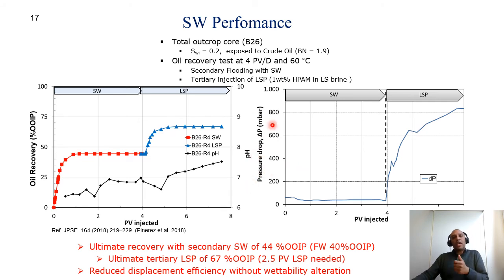Then we also did a test to see the performance of the low salinity polymer after a seawater flood. Seawater is an important fluid in the North Sea. It is widely used for pressure maintenance. So we were curious about that. And what we have seen is that the seawater didn't yield a much higher production compared to formation water. It only increased by 4%. However, when we introduced the low salinity polymer, we observed approximately 20% additional oil produced.